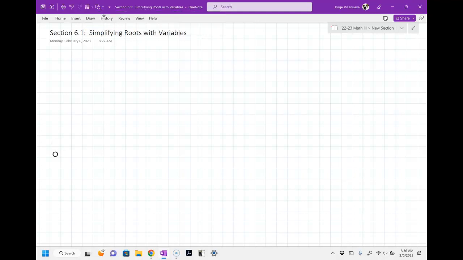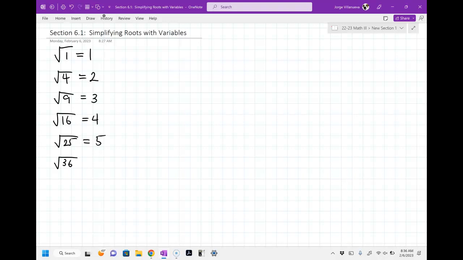Okay, so you should know that the square root of 1 is 1. The square root of 4 is 2. Square root of 9 is 3. Square root of 16 is 4. Square root of 25 is 5. The square root of 36 is 6. Square root of 49 is 7. Square root of 64 is 8. Okay, those are pretty normal. Most people know those already.